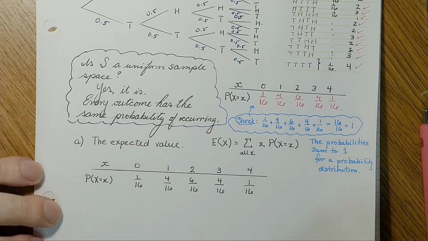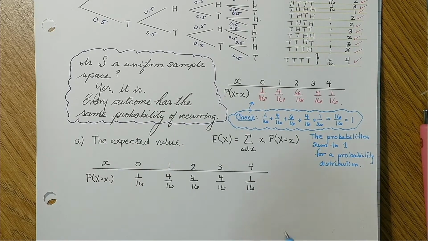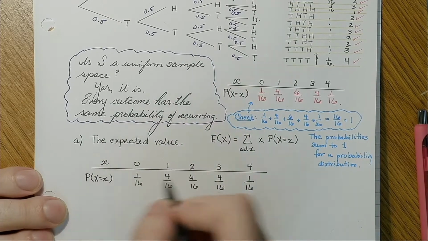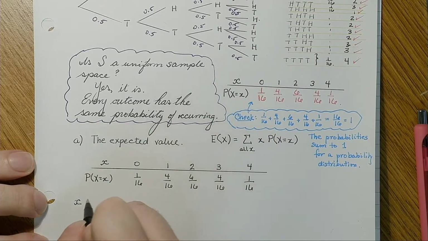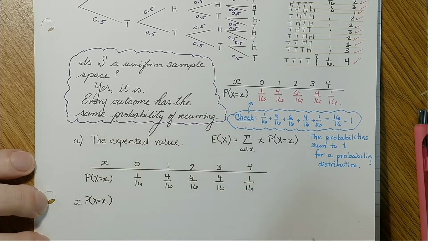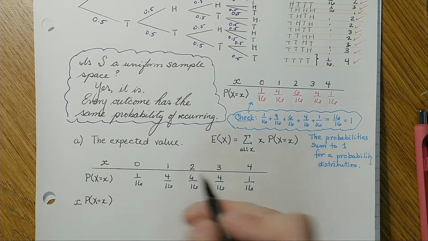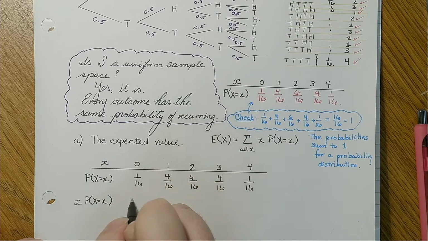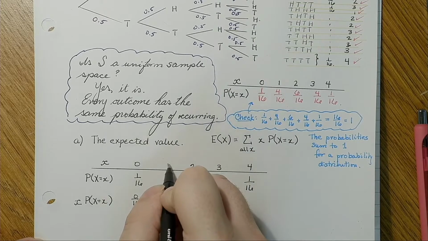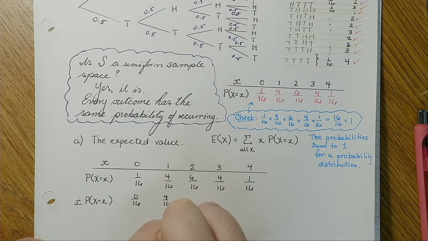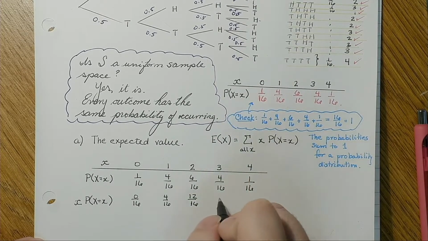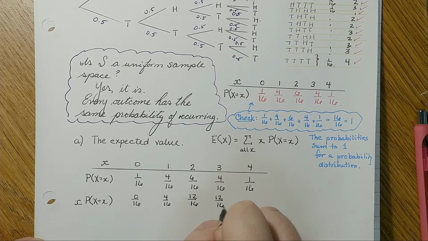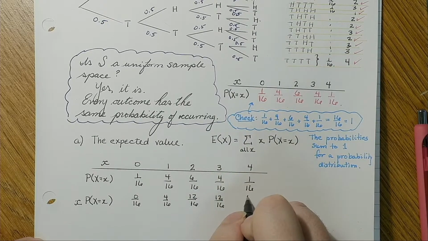Okay. So here's the expected value, and we need to multiply the probabilities by the value. So I'll write a second row. I would have 0 times 1/16, which is 0 over 16. I would have 1 times 4/16, so that's 4/16. I have 2 times 6, which gives me 12/16. I have 3 times 4, which gives me 12/16. I have 4 times 1, so that's 4/16.